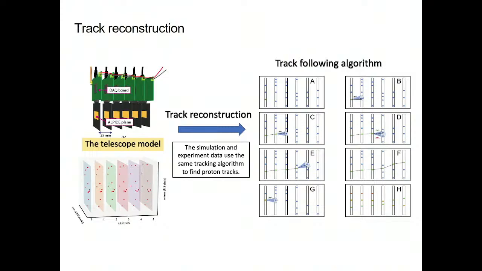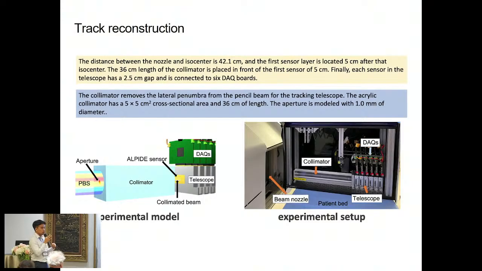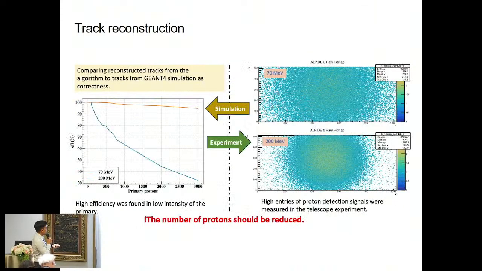Another problem is that there are too many protons coming in. If I remember correctly, it's 10 to the 9 protons per second or something. Maybe I'm wrong, but it's too many protons coming to our sensor. This means we have to produce a collimator. We just made a collimator from acrylic to reduce the number of protons so that we are able to measure the proton beam. But without the collimator, the beam looks like this in our sensor.